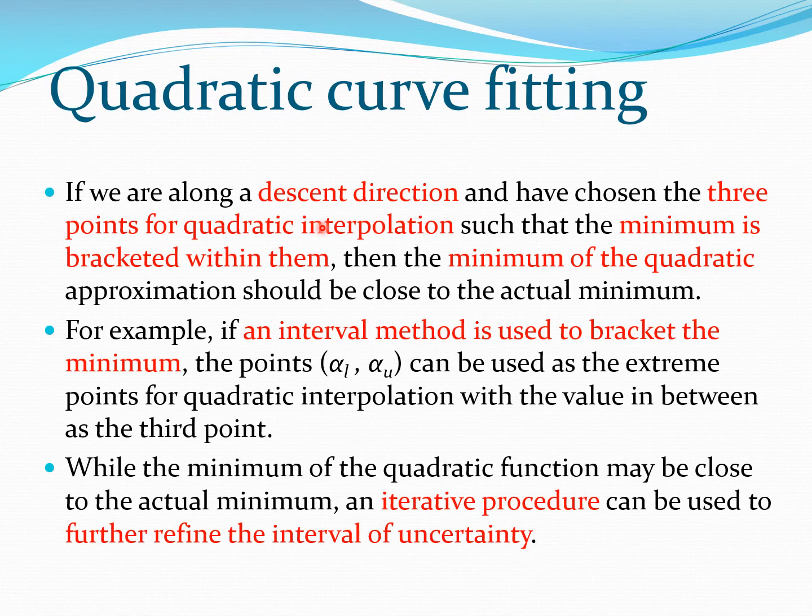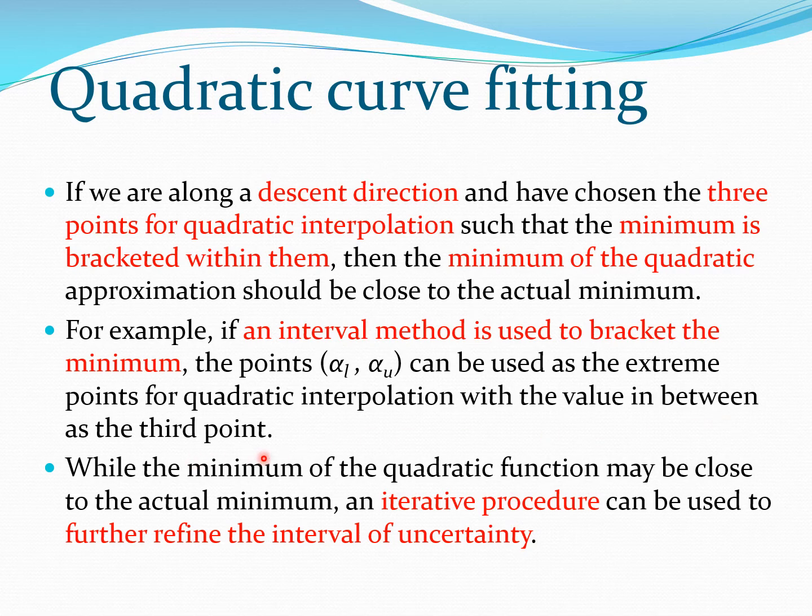So if we are going along a descent direction and have chosen 3 points for the quadratic search, then the minimum is bracketed within them, and the minimum of the quadratic approximation will be close to the actual minimum. So the first thing to start off this method would be some interval method has to be used to bracket the minimum point to alpha L, alpha U. And these 2 points are then used to initiate the quadratic search. So essentially the quadratic search is starting off from a point where some kind of rough estimation of this interval has been made. Now the task which is required is what is the value of the third point.